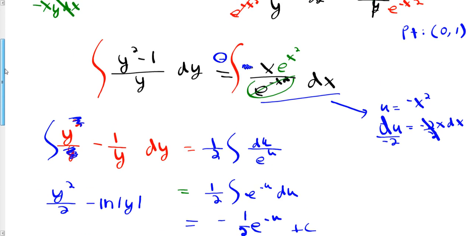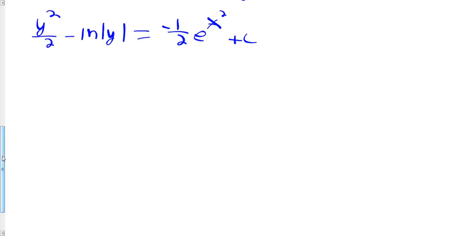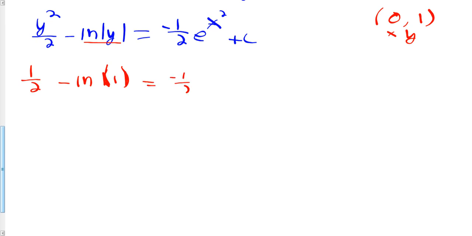So we need to use the point 0, 1. I'm going to attempt to plug in now. So I'm going to plug in 0, 1 right now for x and y. I'm going to see if I can get through this. So the ln of the absolute value of y, well, y is positive, so we really just have minus ln of 1. And it doesn't really need to be absolute value anymore, because y is positive. And this is 1/2. And this is now negative 1/2. That's e to the 0, so that's 1 plus c. ln of 1 is 0, so I have 1/2 equals negative 1/2 plus c.